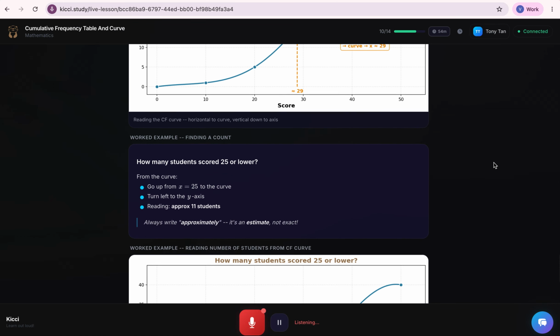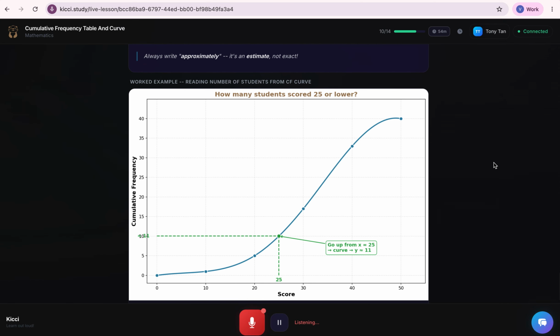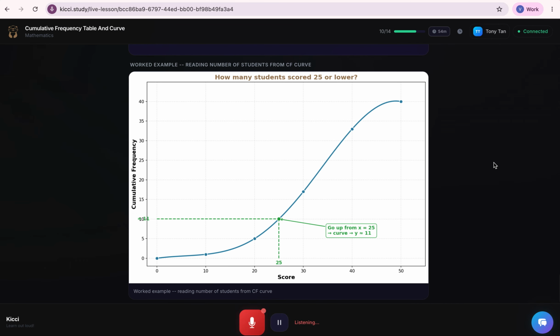Sure thing. You should see a worked example now. The question is, how many students scored 25 or lower? First, take a moment to read it through. Could you maybe try it on paper or in your head before I walk you through it? Yeah, I see. I draw up from 25 to that graph, and then I draw a perpendicular on the left side, and yeah, it looks like 11 or 10.